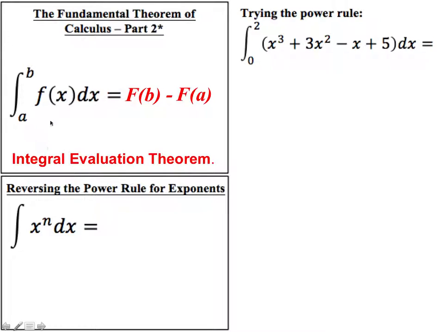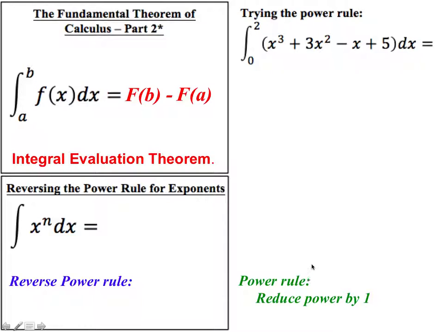So this is also known as the integral evaluation theorem. That's another word for the fundamental theorem of calculus part 2. To reverse the power rule, before we start diving into that, let's think about the power rule a little bit. When we have something like x squared and we want to take the derivative, we reduce the power by 1, and then we multiply by the old power. So the derivative of x squared becomes 2x.